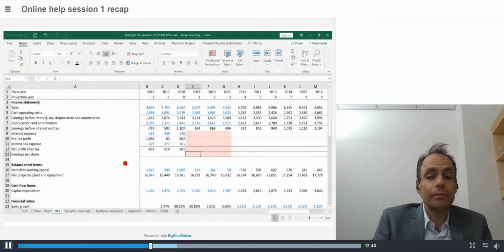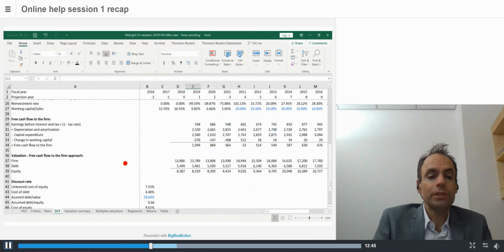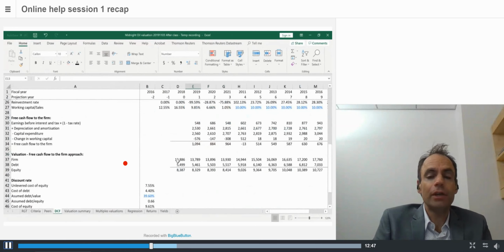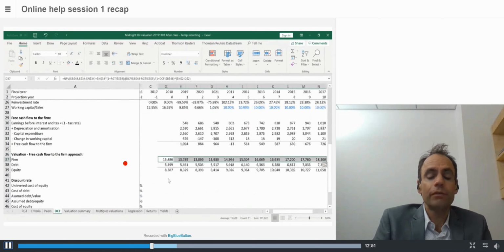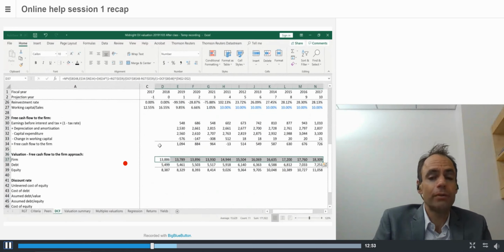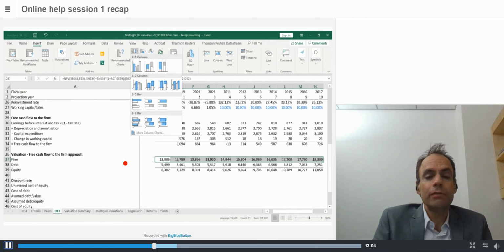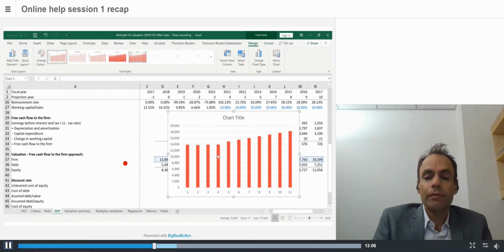So let's do that. We previously in class estimated the value of the firm over an extended period. So we estimated the value of the firm, that is its enterprise value, today at $13,886 million, and we estimated future values of the firm under our projected cash flows. So you can see if I do a little graph of that, the value of the firm is going up because some money has been retained for growth.